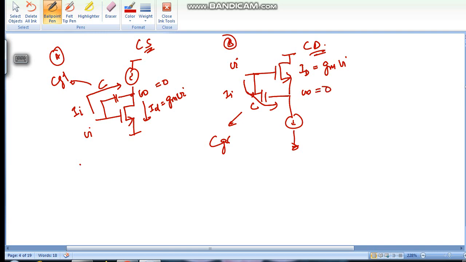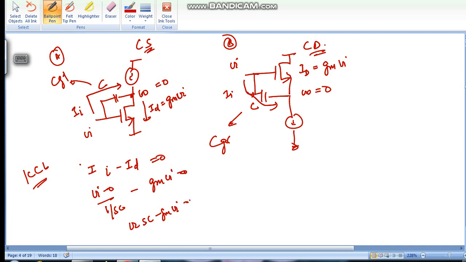Now here we need to apply KCL. So II is going toward the node, ID is going away from the node. And (VI minus 0) by 1 by SC minus GM VI equals 0. So VI SC minus GM VI equals 0. VI is common and goes to 0. So SZ equals GM by C.